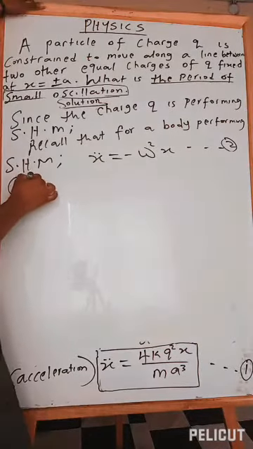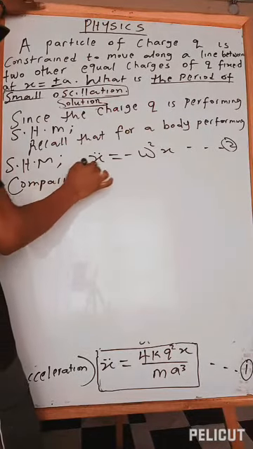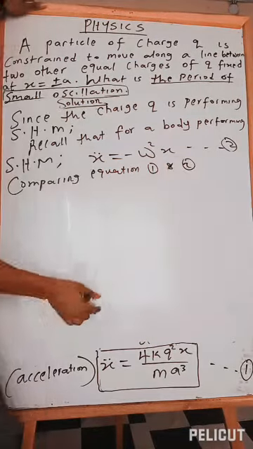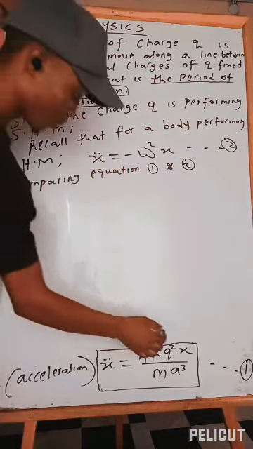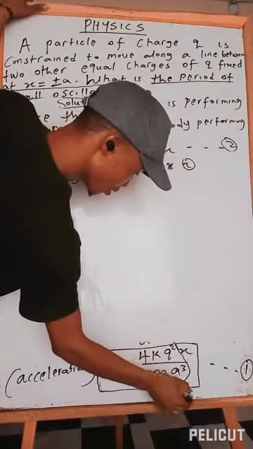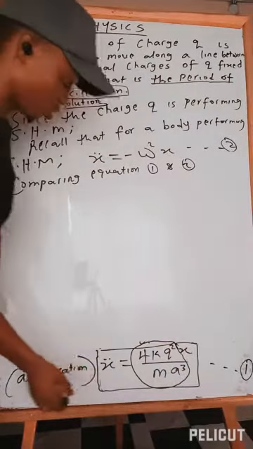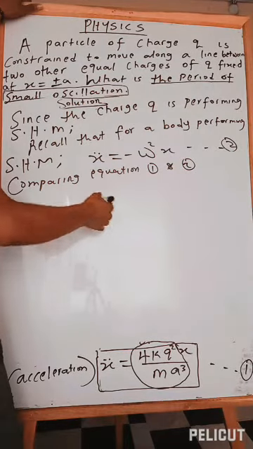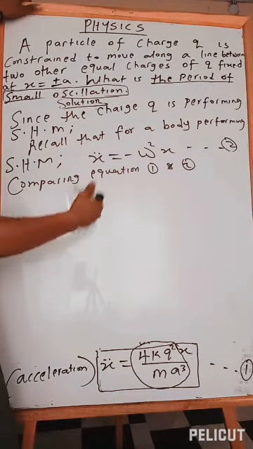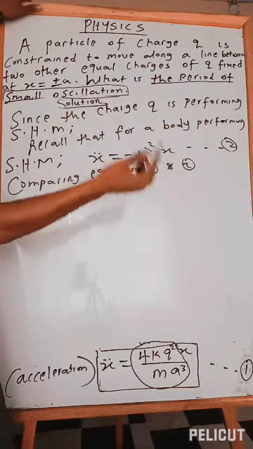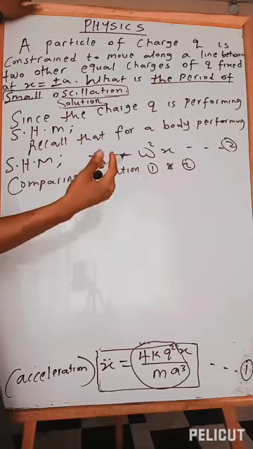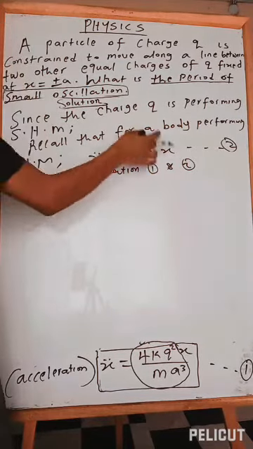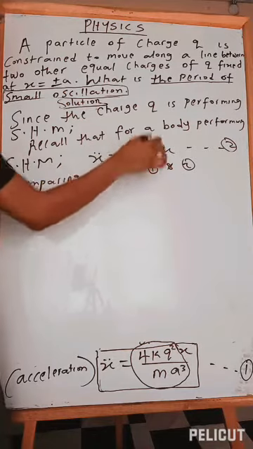So comparing equation 1 and 2, all the terms we have at this point here are actually our omega squared. You'll be like, what about the negative sign? The negative sign only implies that the acceleration is opposite to the displacement. That is, the body moves in the opposite direction to the displacement. Okay, so that is what we mean by that.